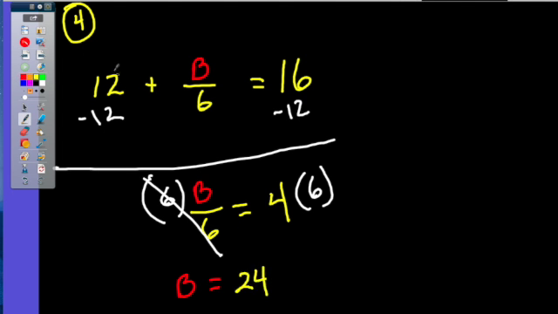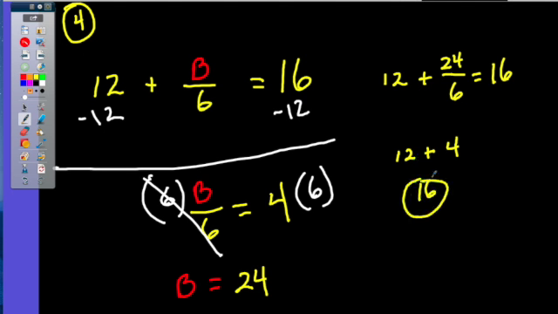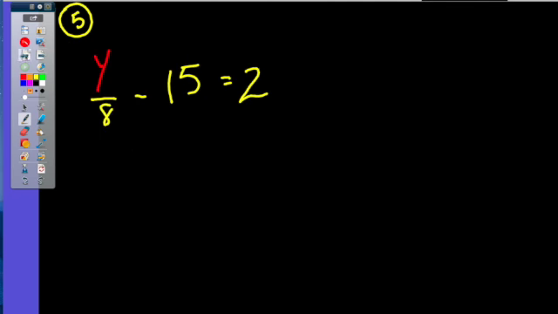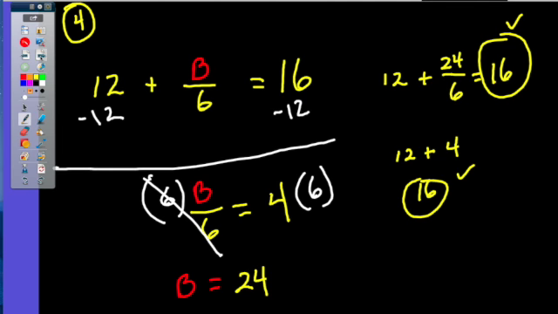If you put it back into the original problem, 12 plus 24 divided by 6 is equal to 16. Order of operations: 24 divided by 6 is 4. 12 plus 4 is 16. 16 is equal to 16. Let me leave that there for a second.